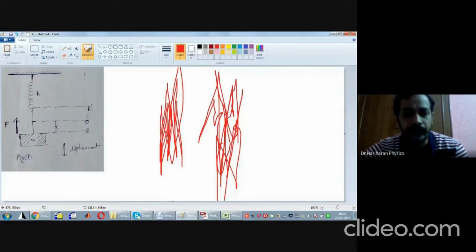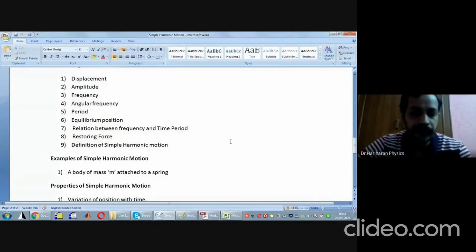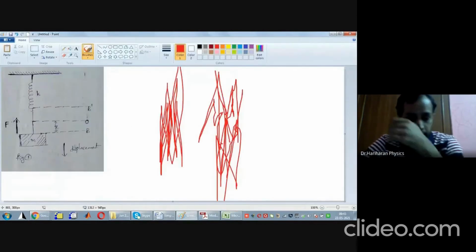called oscillation, is called frequency. This is clear? Okay. Next, what is period? Look here. Period is defined as the time taken by the object to perform one oscillation. Okay, what does that mean?